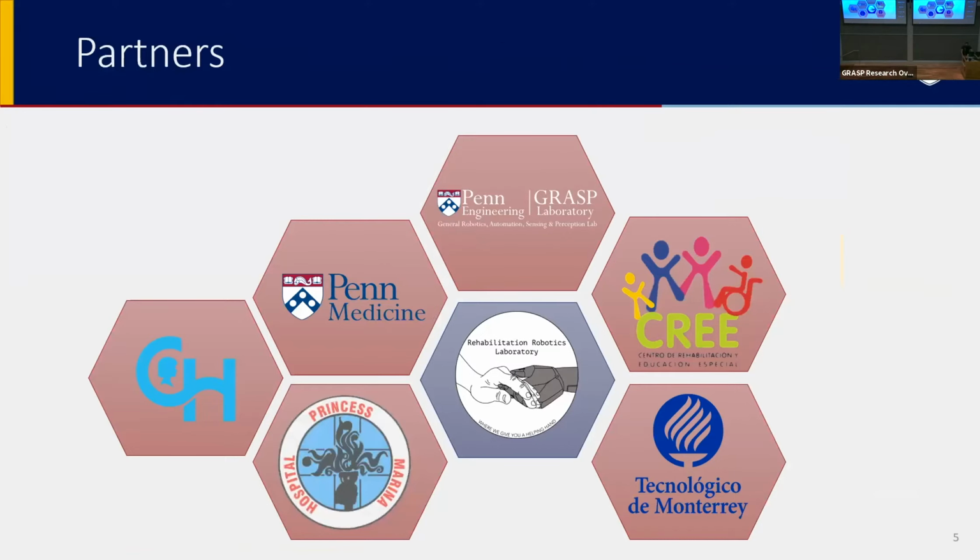Now, to make sure the things we implement and try are accessible, we work with a variety of organizations, including those in the community such as GRASP, Penn Medicine, and Children's Hospital of Pennsylvania, which is right down the street. But we also work with people internationally, such as the Cree Rehabilitation Center in Mexico and the Princess Marina Hospital in Botswana, again, to make sure that our solutions are accessible to people outside the scope of what we see every day.